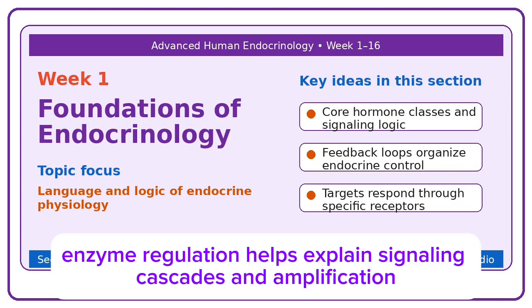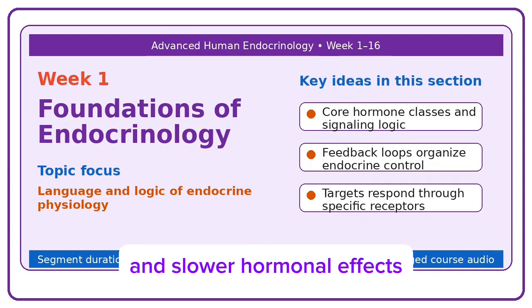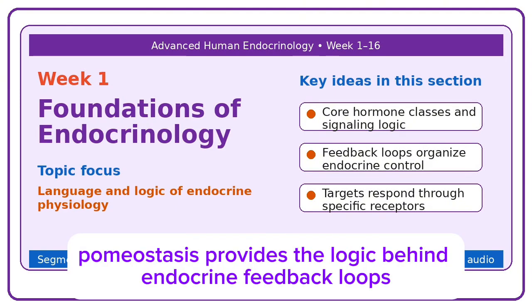Enzyme regulation helps explain signaling cascades and amplification. Gene expression helps explain intracellular receptor signaling and slower hormonal effects. Homeostasis provides the logic behind endocrine feedback loops.